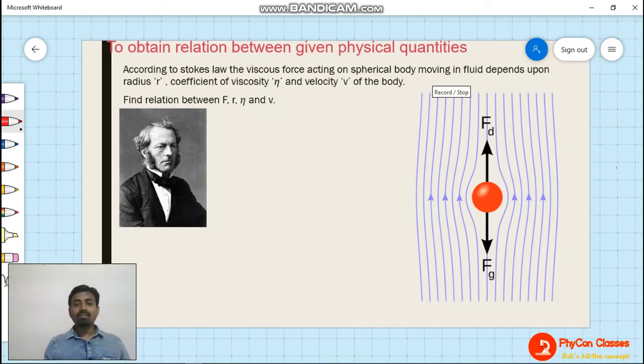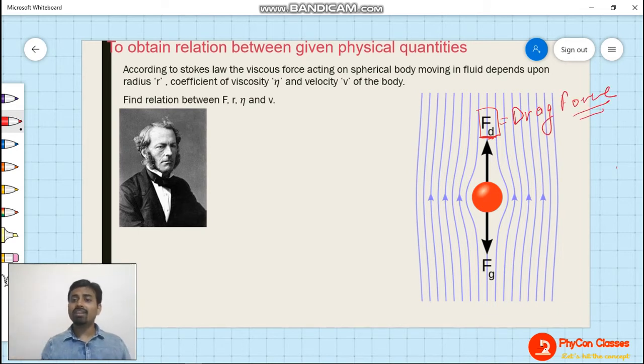So now we have this second example for dimensional analysis, and this is also a very good example and very important derivation. So here the derivation is for finding the force Fd. Fd represents drag force.